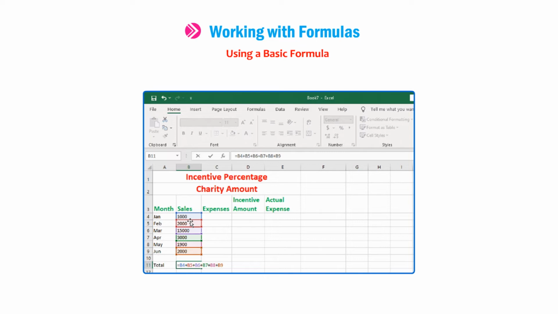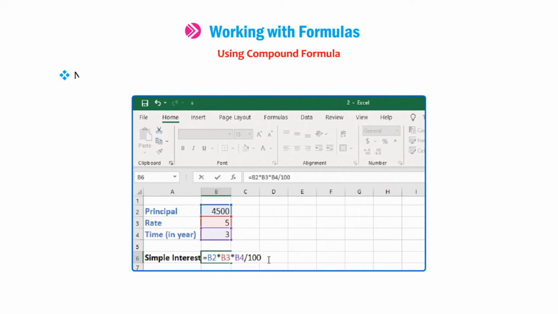Now I think you can guess what a compound formula is. A compound formula consists of more than one operator. You can see in this formula I have an asterisk as a multiplication operator and a slash as a division operator. So this is a compound formula.